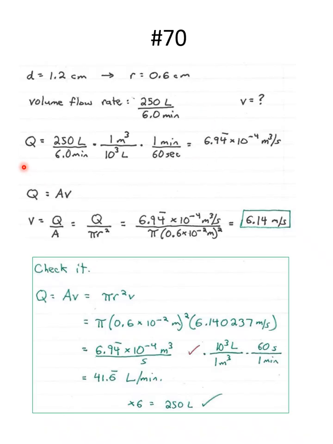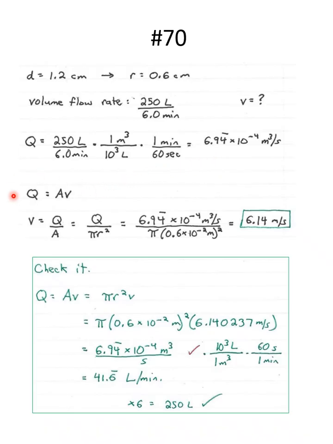So let's find the volume flow rate. Let's get that in MKS units. So 250 liters over 6 minutes. We want that in cubic meters per second. So 1 cubic meter is 1,000 liters. 1 minute is 60 seconds. You do that conversion and you get a volume flow rate of 6.94 times 10 to the negative 4 cubic meters per second. Now, we want to find the velocity.